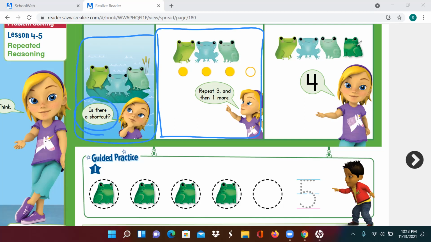So there are 3 frogs. They're the same as in box 1, right? We want to find out how many frogs there are. We add 1 right here. We repeat the 3 and then add 1 more. So we know that we have 3 frogs. We repeat 3 and add 1 more. 3, 4.